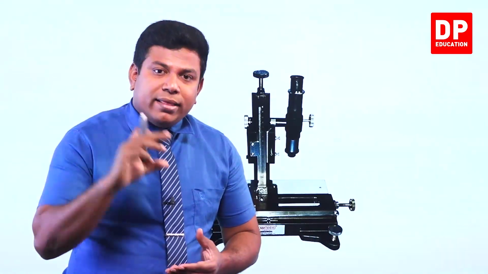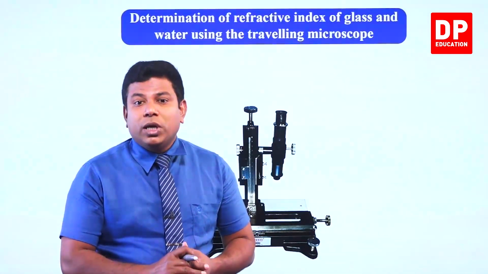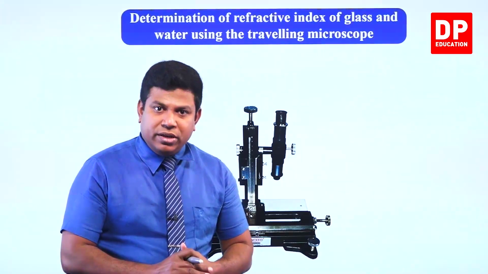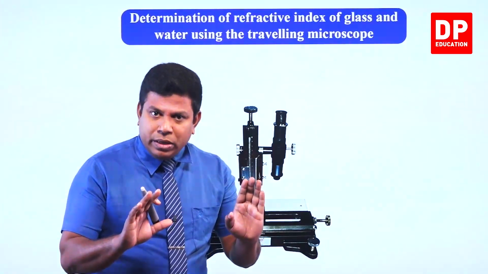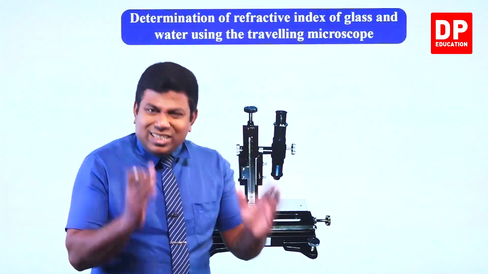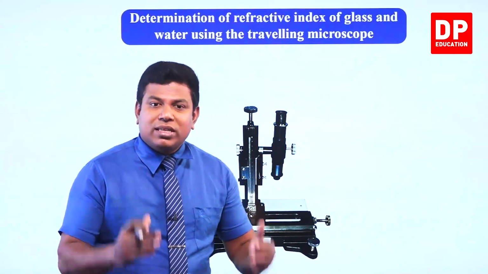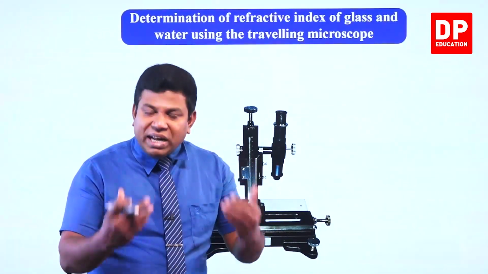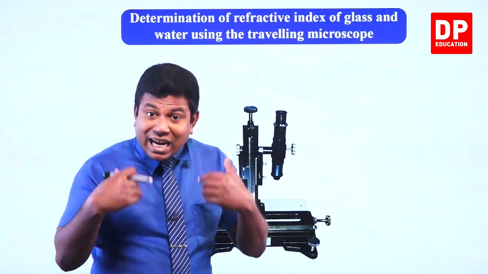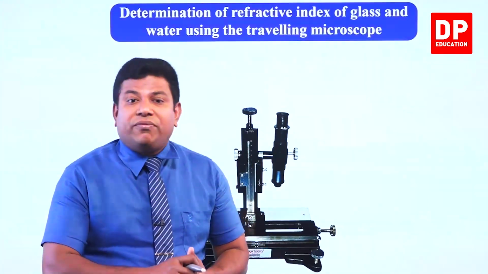We studied this in theory. I am going to explain this again now here. The refractive index will be equal to the real depth divided by apparent depth. Real depth divided by apparent depth will be equal to the refractive index. We studied something like that. So first we will see what this means. What is this real depth? What is this apparent depth? How to find them? And how does that become equal to the refractive index?